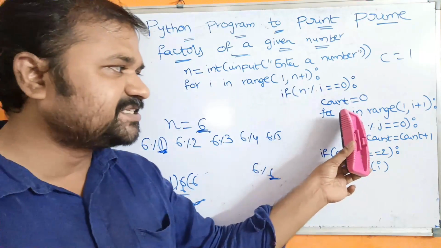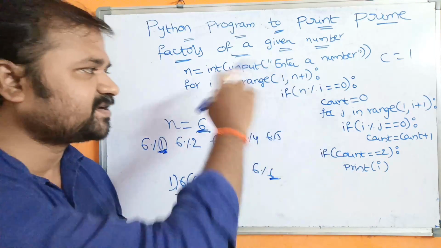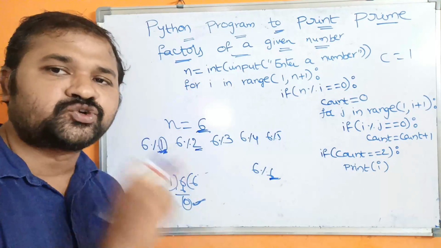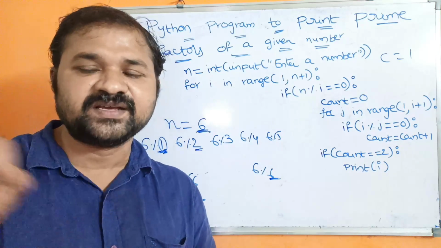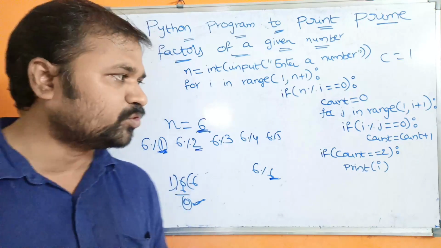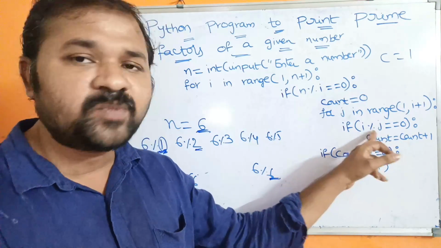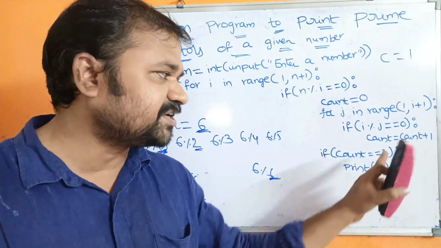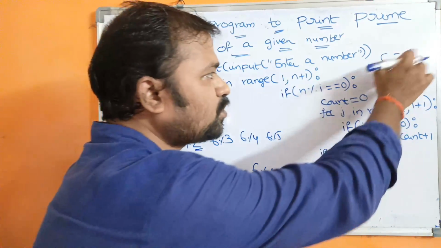Next, for j in range of 1 comma i plus 1. Now what is the i value? 2. So 2 plus 1 means 3. So the for loop will be repeated up to 3 minus 1, that is, up to 2. Let us see the logic. Now the i value is 2, the j value is 1. 2 modulo 1 double equals 0. The condition is true. Count equals count plus 1. Previously the count value is 0, now count will become 1.